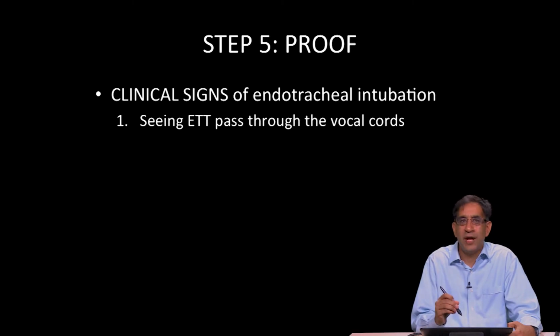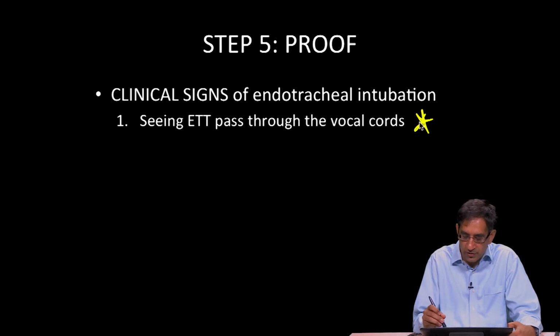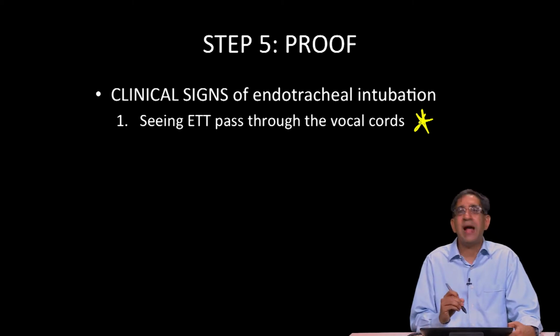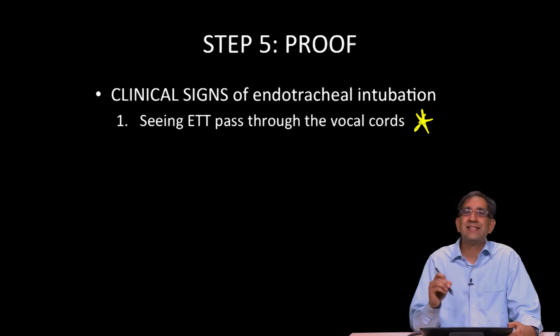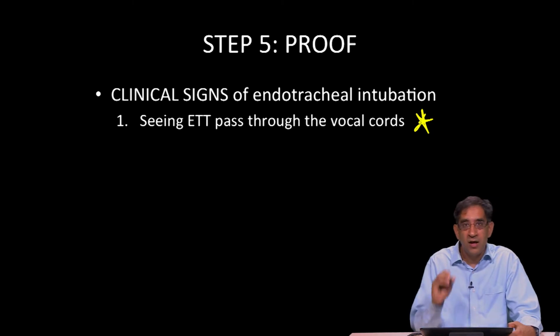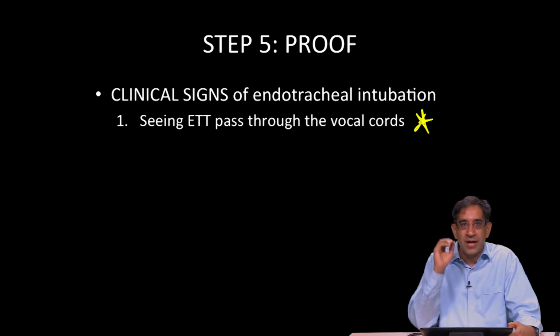The most common way of determining that the endotracheal tube is in the right place is looking for specific clinical signs. And the most important of those clinical signs, one you'll hear all the time, is, did you see the endotracheal tube pass through the cords? Because that's the most reliable way of knowing that you're in the right spot. So if you saw the endotracheal tube pass through the vocal cords, that's going to be the most reliable clinical sign of endotracheal intubation.